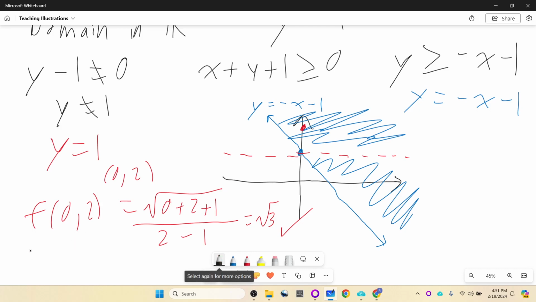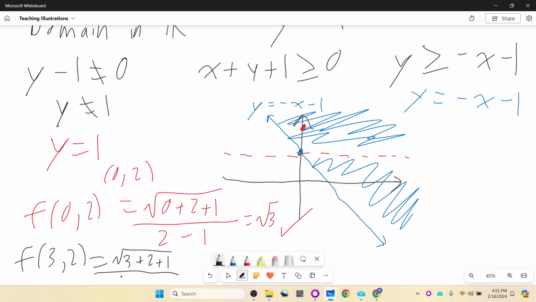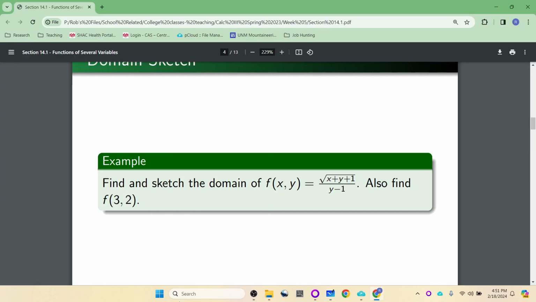Okay, the other part says, what is f of 3, 2? Well, we just plug in 3 for x and 2 for y, so we get 3 plus 2 plus 1 over 2 minus 1, which is square root of 6. Okay. So, this was a sketch of the domain. We did not sketch the graph of the function. The graph would be in 3 dimensions, because it would include the range as well.